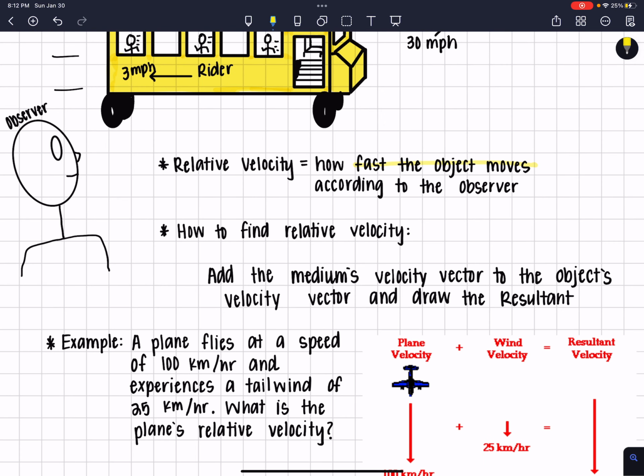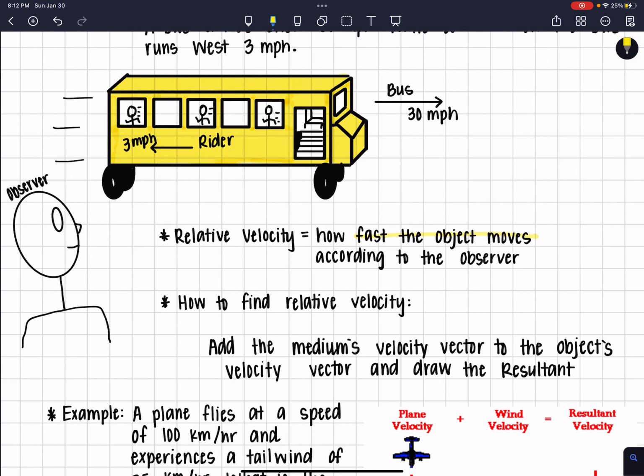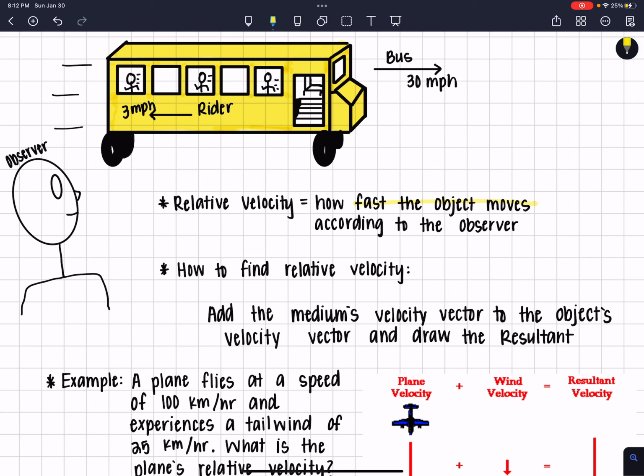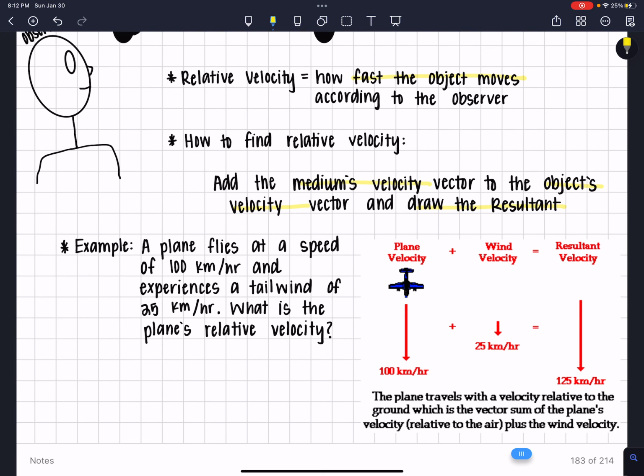Now, the way that we're going to find relative velocity, so for example, if I wanted to find out how fast this rider is going to move relative to the observer, relative to me, if I wanted to calculate exactly how fast I'm perceiving them to move, what I'm really going to do is vector addition. I'm going to add the medium's velocity vector to the object's velocity, and I'm just going to draw the resultant vector from adding those two together. So what's important with this is being able to identify the medium's velocity and the object's velocity.